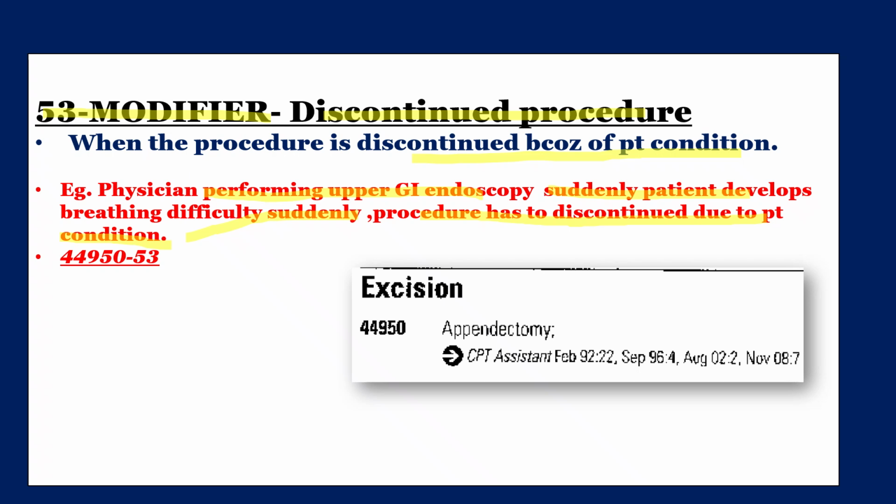code. For example, another example, appendectomy. The physician is performing appendectomy. During the procedure, the patient suddenly develops breathing difficulty and tremors. In that case, we should append 53 modifier to the procedure code. See, 53 modifier to 44950.